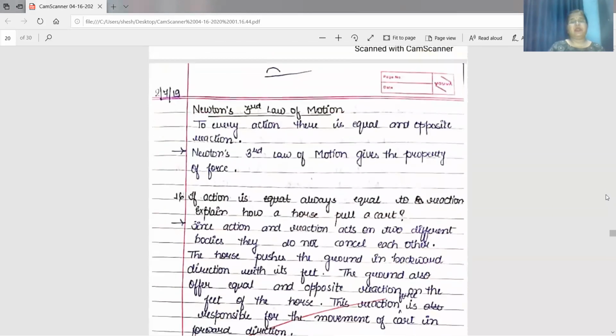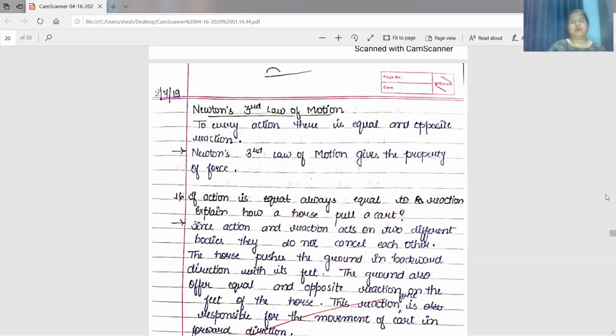Now next you have to read is Newton's third law of motion. Very important law. To every action there is equal and opposite reaction. Newton's third law of motion states that to every action there is equal and opposite reaction. It gives the property of force.